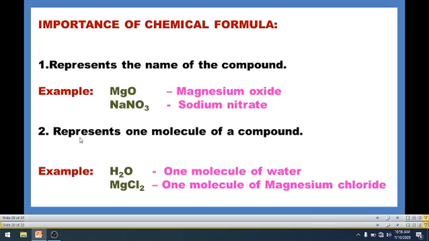Number 2, it represents one molecule of a compound. So a chemical formula represents one molecule of a compound. H2O means one molecule of water. MgCl2 means one molecule of magnesium chloride.